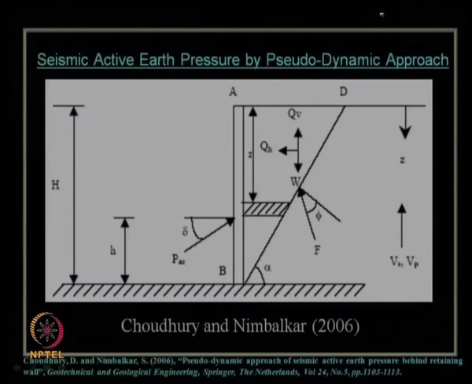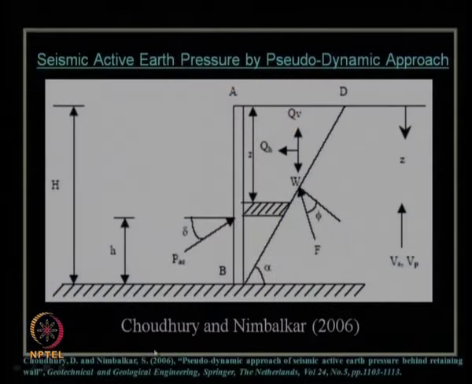Now, let us come to the next case of seismic active earth pressure, applying this new pseudodynamic method. For the case of seismic active earth pressure on the retaining wall, this is the line diagram, this is the retaining wall, and a planar failure surface is assumed again. This is the active state of earth pressure.